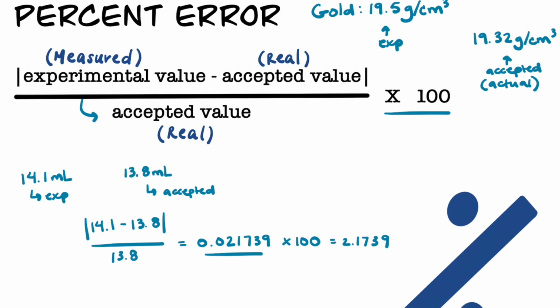2.1739. Finally, according to our sig fig rules, 14.1 and 13.8 both have 3 sig figs, which is the least number of sig figs in this equation. Thus, our answer must also have 3 sig figs. We can then truncate the decimal and get a final percent error of 2.17%.